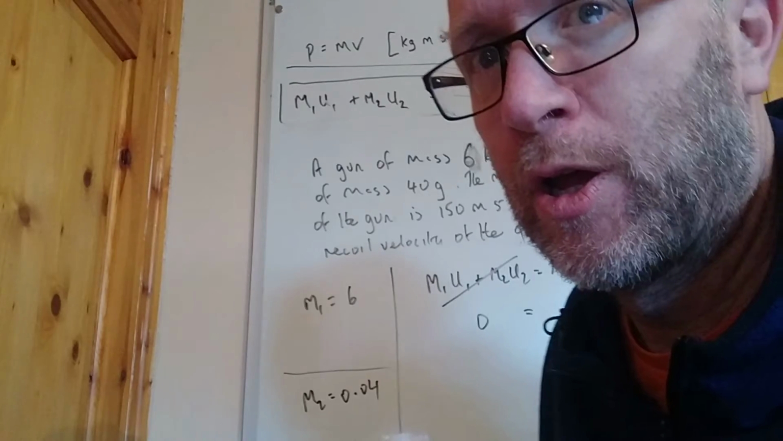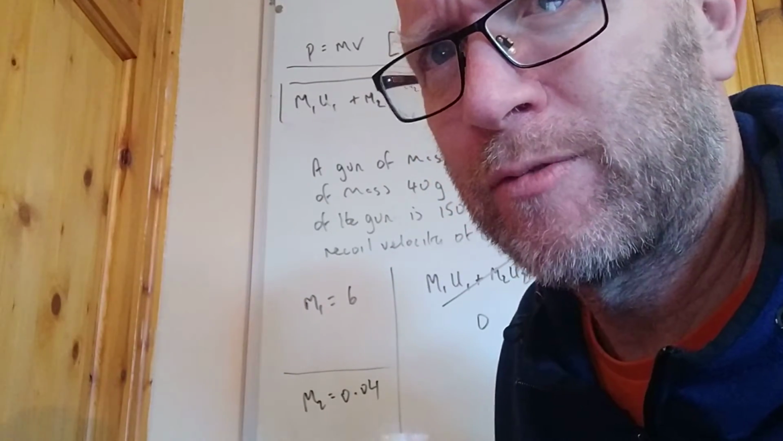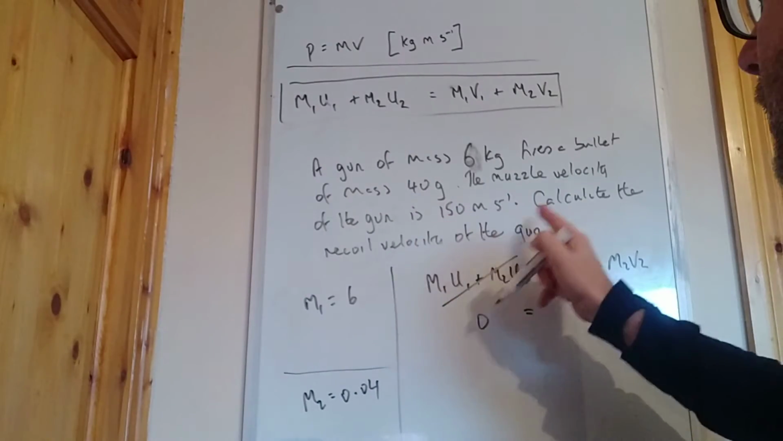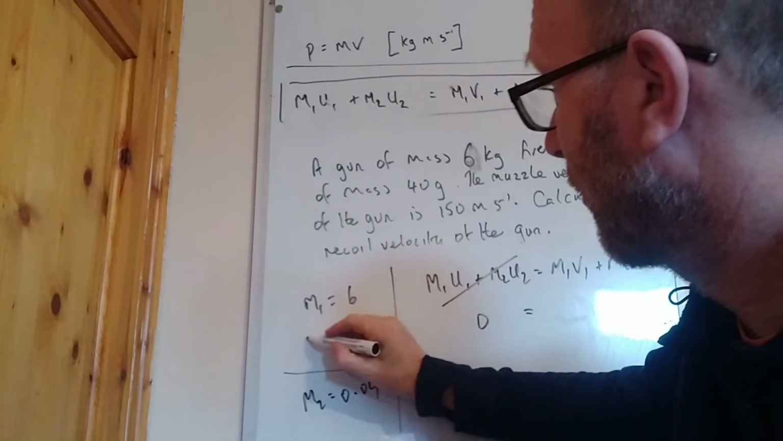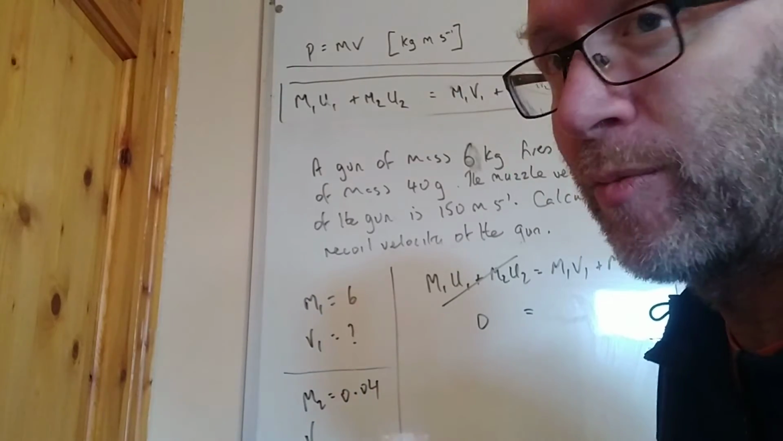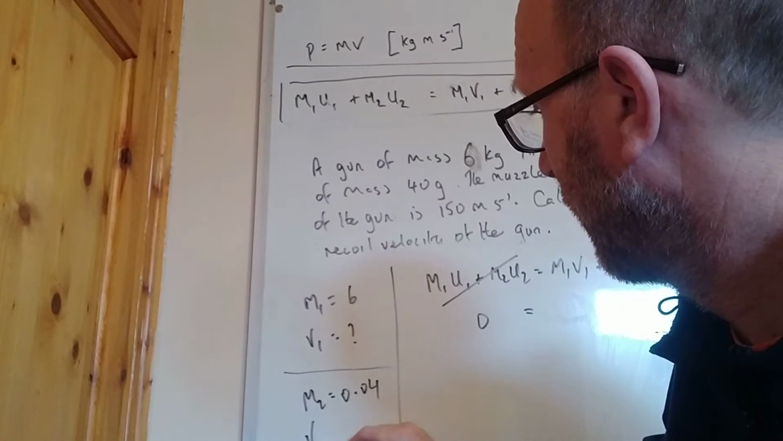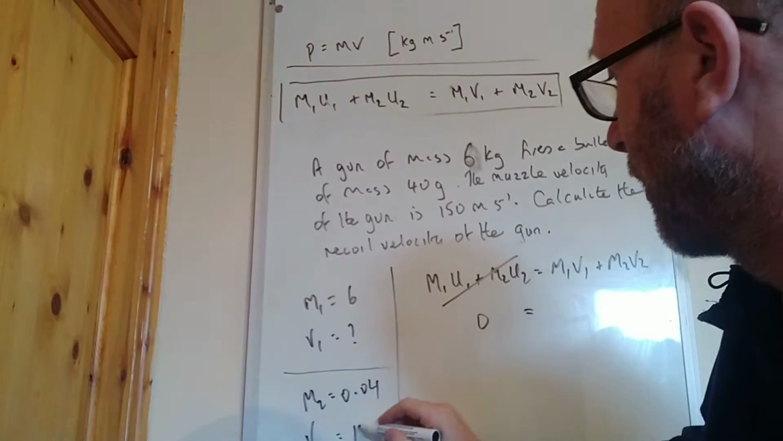Now, is that the velocity of the gun or the velocity of the bullet? Well, let's read. Calculate the recoil velocity of the gun. So they're asking for the velocity of the gun. So this must be, and it makes sense, that the muzzle velocity is the velocity the bullet goes as it leaves. So that's the velocity of the bullet, which is 150.